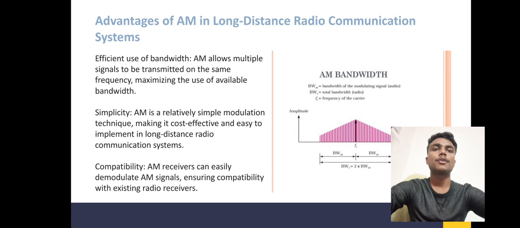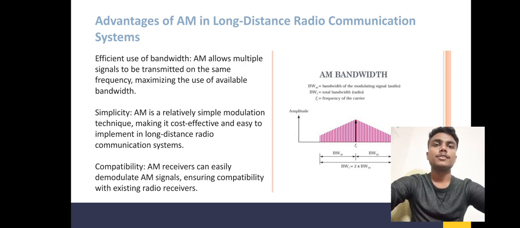Advantages of amplitude modulation in long-distance radio communication systems: efficient use of bandwidth, simplicity, compatibility. Efficient use of bandwidth. Amplitude modulation allows multiple signals to be transmitted on the same frequency, maximizing the use of available bandwidth. Simplicity. Amplitude modulation is a relatively simple modulation technique, making it cost efficient and easy to implement in long distance radio communication systems.